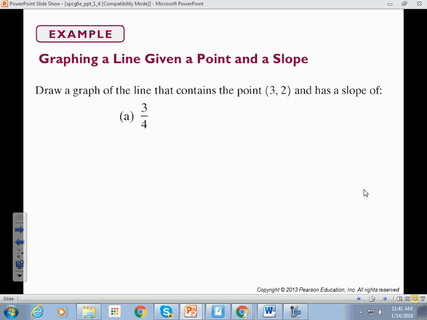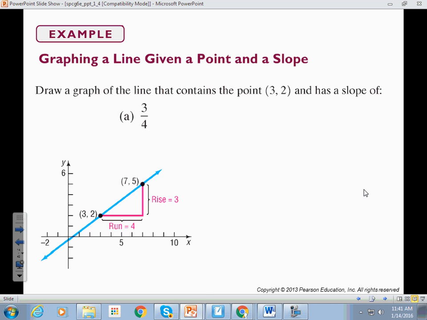All right, so we're going to draw a graph of a line that contains the point (3, 2) and has a slope of 3/4. It looks like this. If you plot (3, 2) on your graph, and then you go up 3 and over 4, you'll get to the point (7, 5). That line continues on and on forever.